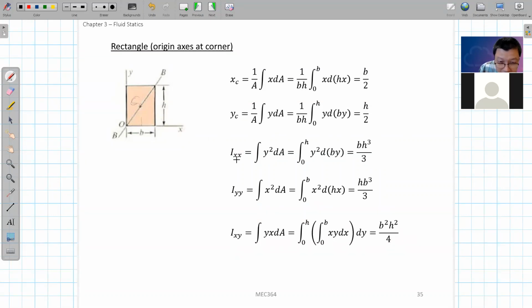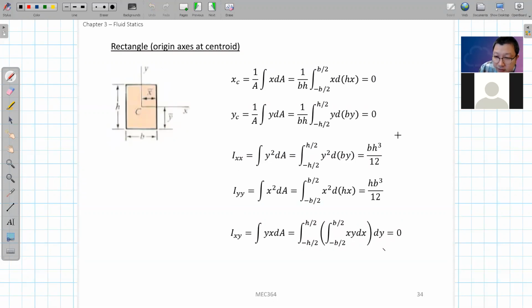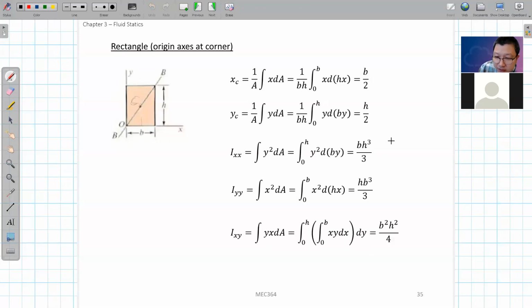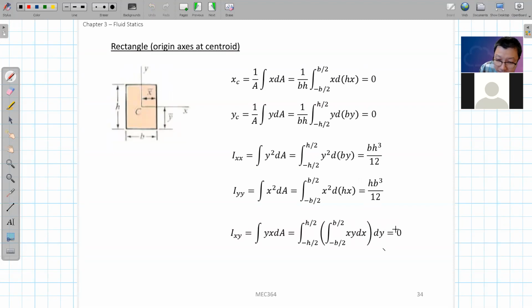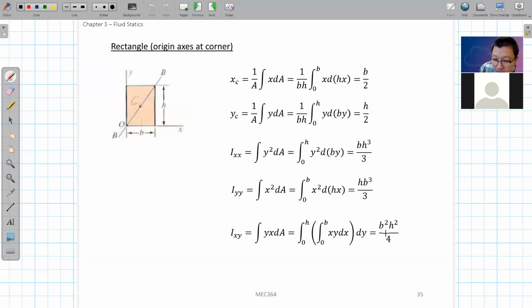And regarding the second moment, I of x, you get this new value here. Before you got 12, now you get 3. Before you got b h cubed over 12, now you get b h cubed over 3. And for this mixed moment I of xy, before it was 0, but now you get a new non-zero value, b squared h squared over 4.